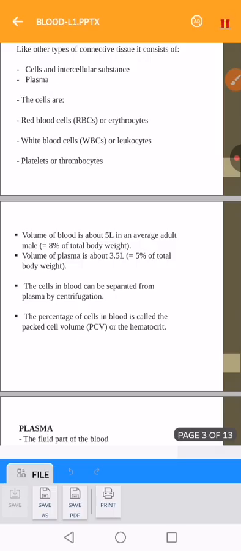The percentage of the cells in the blood is called packed cell volume, or hematocrit. What is the hematocrit? The hematocrit is the percentage of the cells in the blood. So when we separate the blood into plasma and cells, the plasma is about 70% and the cells are about 30%. That 30% is called packed cell volume.